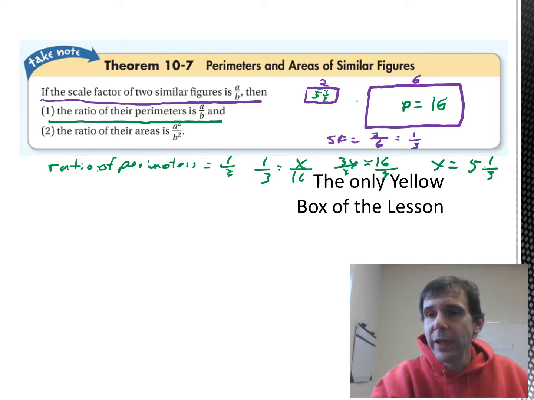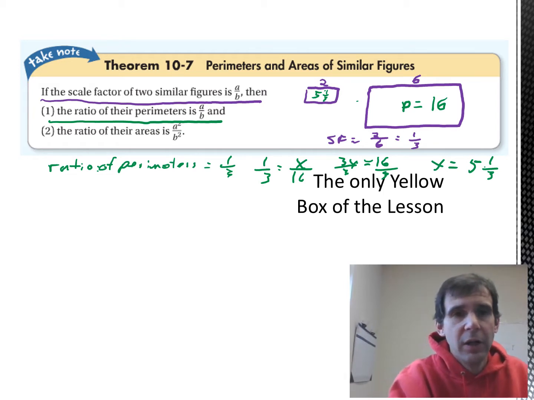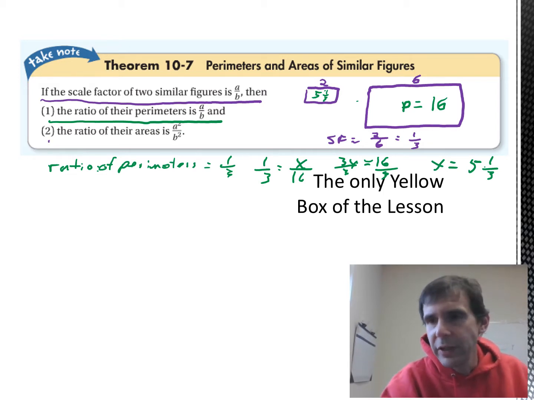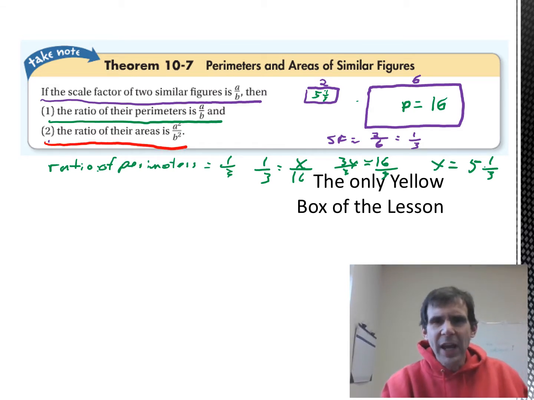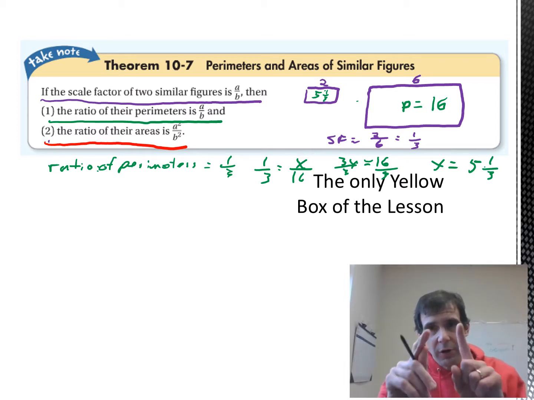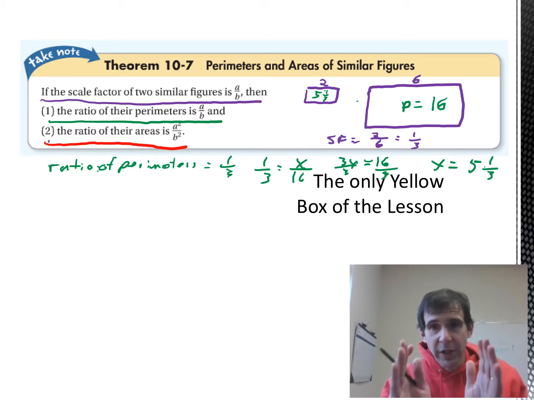But what happens when we get to area? Well, the ratio of the areas, let me get a different color here. The ratio of the areas is not going to be A over B, because area, remember, is those 1-by-1 little boxes. They're two-dimensional. They have length and width.